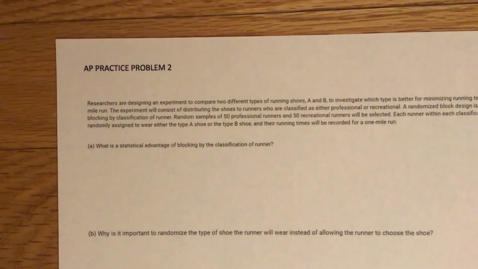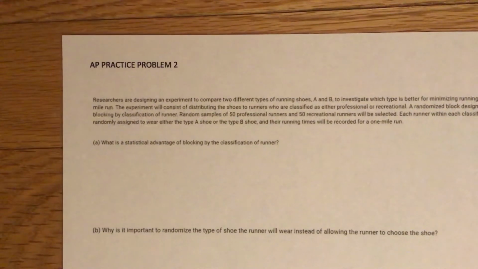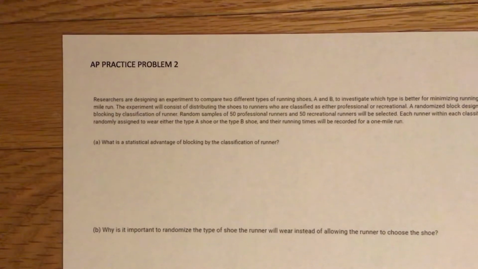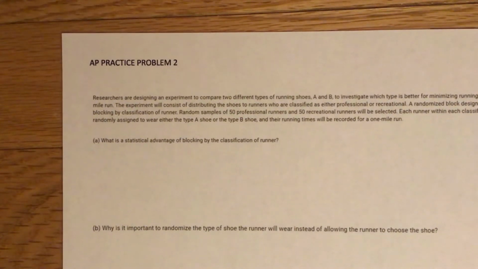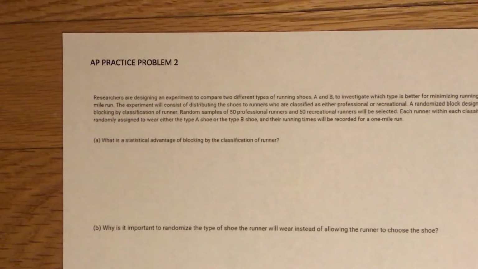So I kind of already alluded to it. We don't want the type of runner affecting the results. We even have to be careful, because even if we were purely random, the problem is that when we're purely random, we may not evenly spread everyone out perfectly, right? So it is possible to randomly pick and get more of the professional runners maybe to have shoe A, and the recreational runners have shoe B.